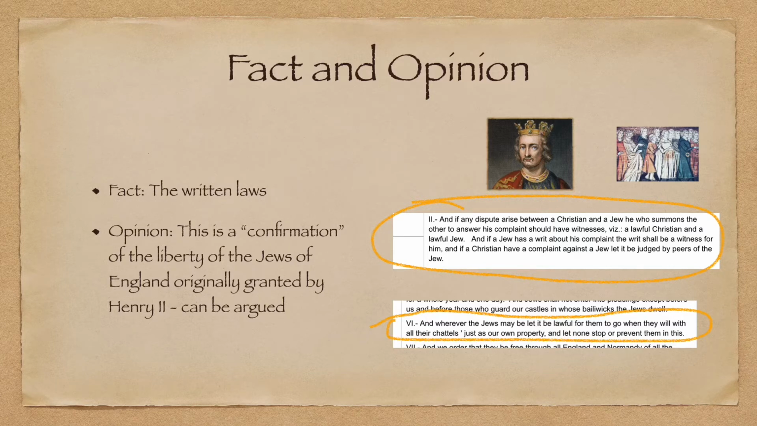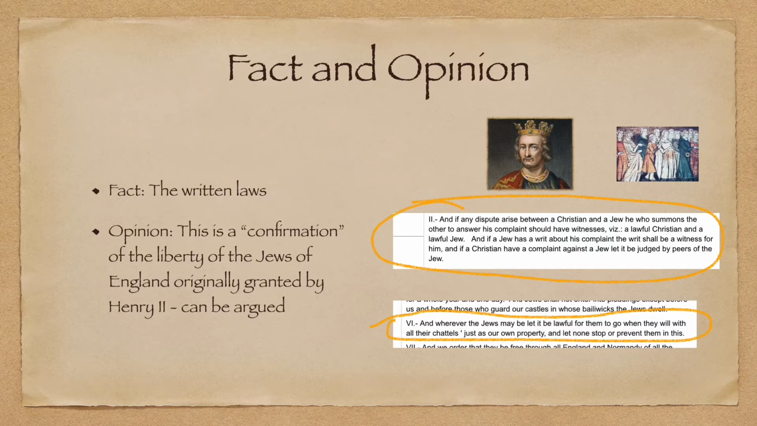So I'll begin. Number 2, if any dispute arises between a Christian and a Jew, he who summons the other to answer his complaint should have witnesses, viz. a lawful Christian and a lawful Jew. And if a Jew has a writ about his complaint, the writ shall be a witness for him. And if a Christian have a complaint against a Jew, let it be judged by peers of the Jew.